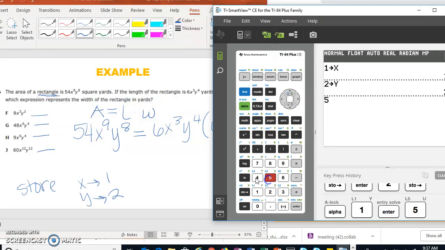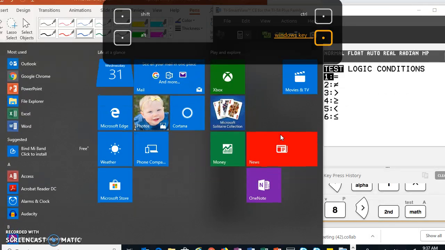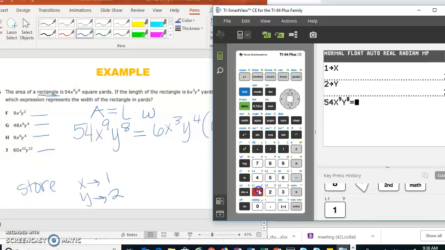So I'm going to type in 54x raised to the 9th. We have to bring it back down out of the exponents. And then we use the y raised to the 8th, come back down out of the exponents. And then we use second and math to get, pardon my screen, y'all, to get a 1. The 1 gives me that equal sign. And then I'm going to put 6x to the 3rd, and then y to the 4th.